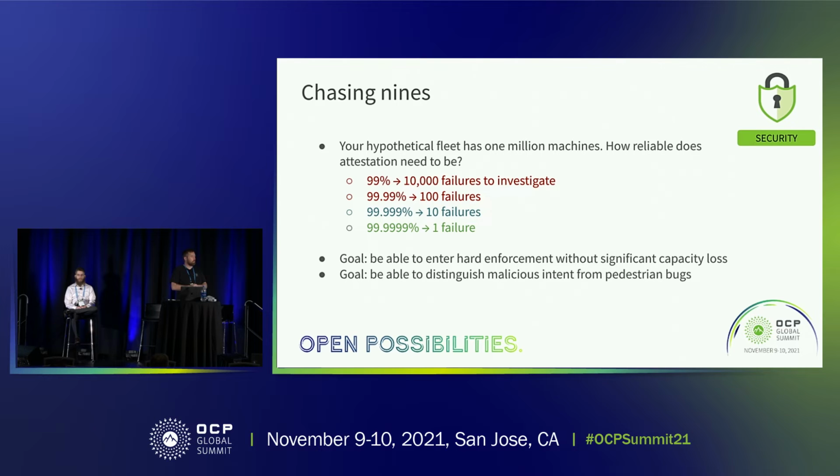And when failures come in, we'd like to be able to dedicate resources to investigate them and find out what's really going on. And when you have 10,000 or even 100 failures, that's too much to look at case by case. So we like to be very highly reliable so that we can really get good visibility. So that is another reason why we prefer to do enforcement off machine.